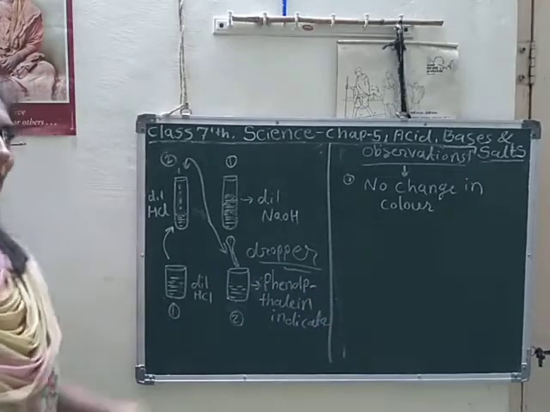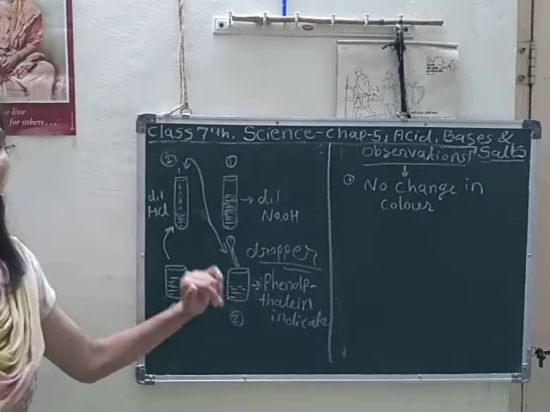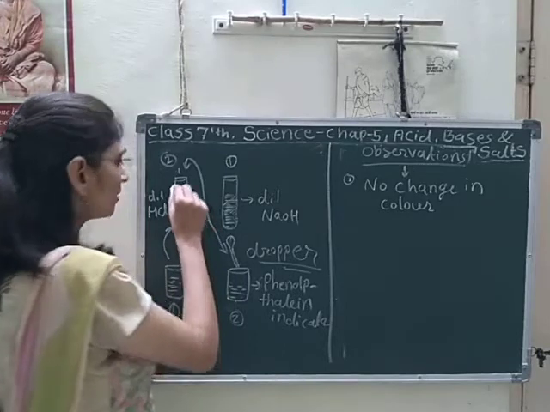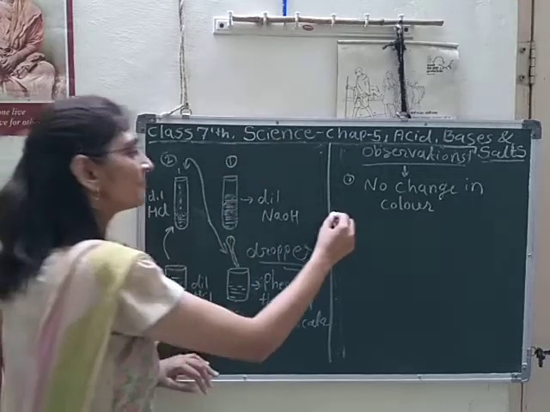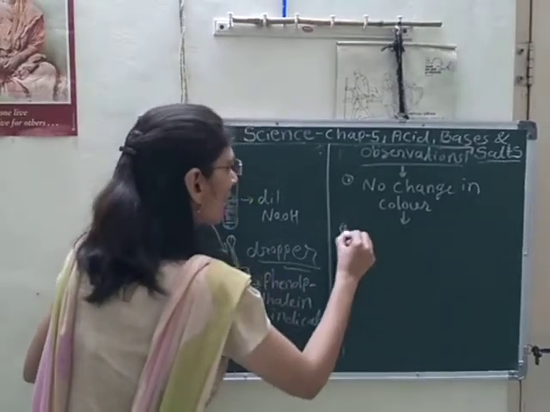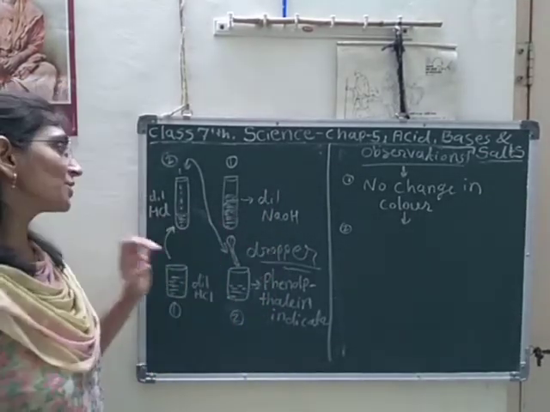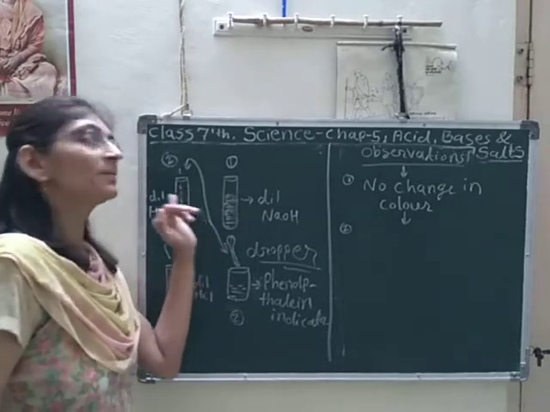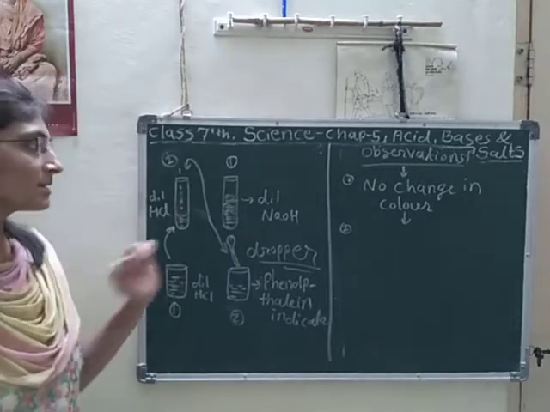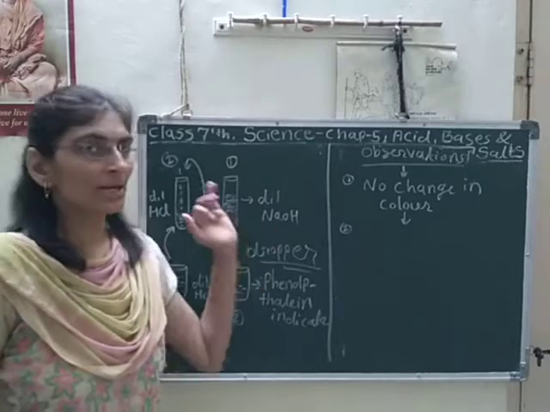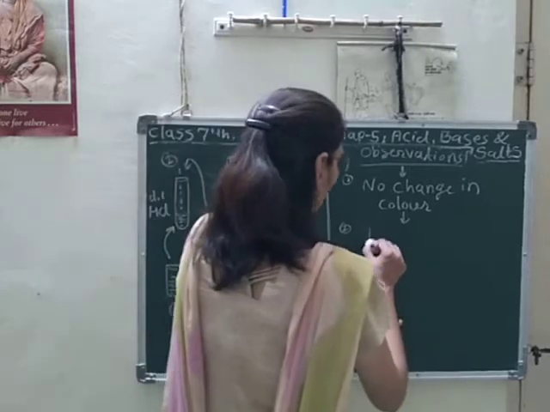Now in the second step, I will slowly add dilute NaOH to the same test tube in which I added the phenolphthalein indicator. Then what will my observation be? The solution of phenolphthalein indicator in acid will become pink in color. As I add dilute sodium hydroxide, the solution will become pink colored.